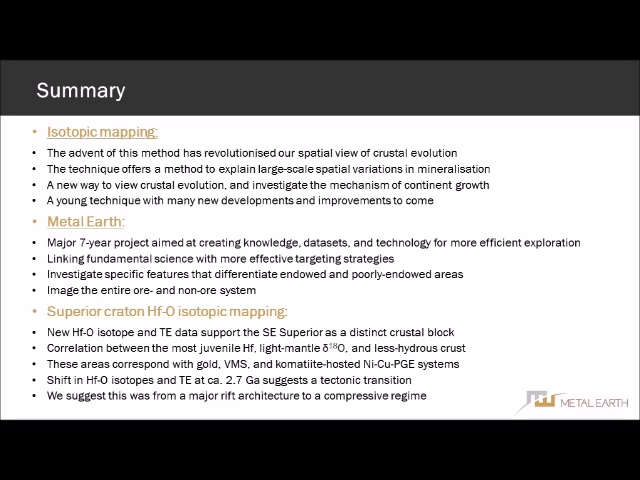So we see a shift in the isotopes, especially the oxygen isotopes, at around 2.7. And I think this marks a tectonic transition from this major rifting zone, which is driving this volcanic mineralization, to essentially the cratonization process, which is a more compressive regime and drove the plutonic stage of the final evolution of the belt, essentially.